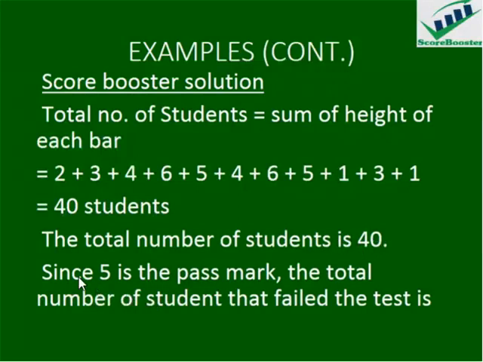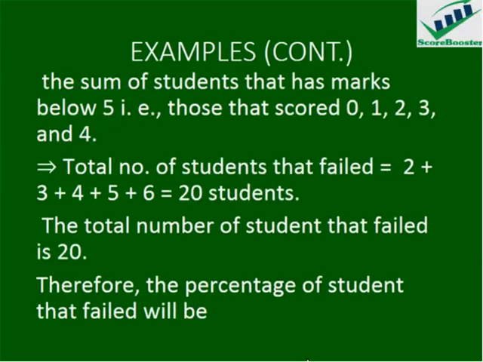So as I've explained, 5 is the pass mark. That is, if you have 5 and above, you pass. So to know the total number of students that failed the test, it will be the sum of students that have marks below 5. That is, those that scored 0, 1, 2, 3, and 4 marks.